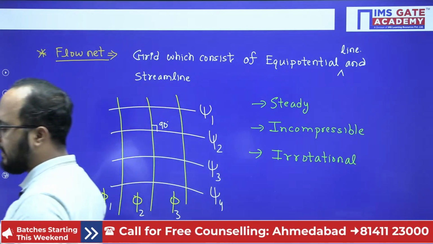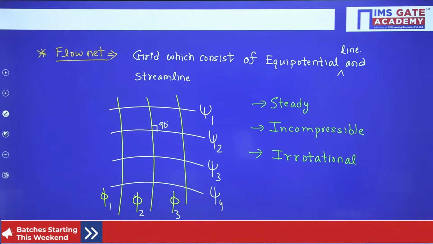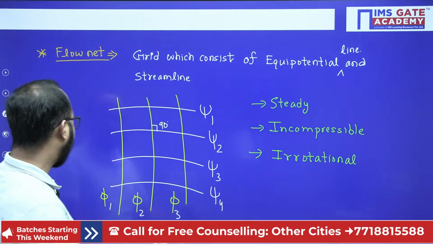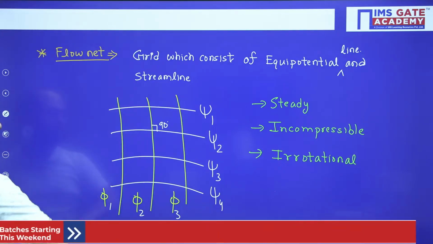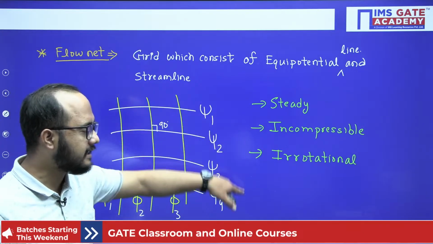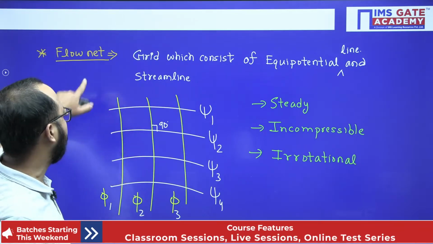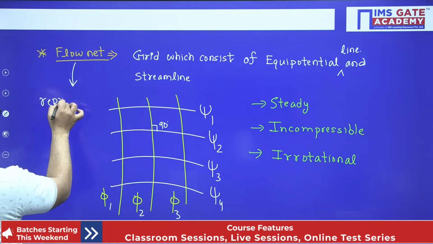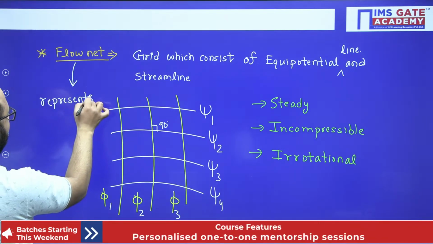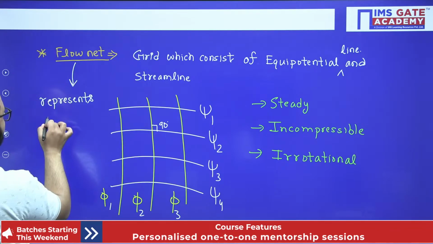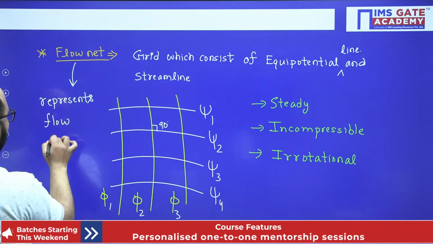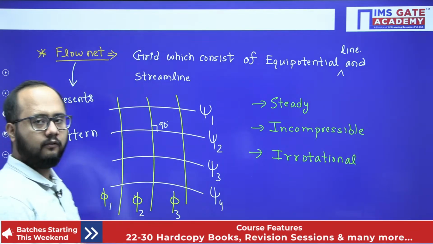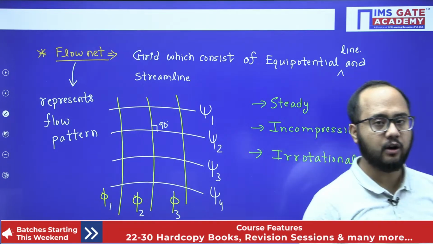Right, everyone? Any doubts? Okay, clear, everyone? So remember these 3 conditions. Under these 3 conditions only you can draw the flow net, and it represents the flow pattern. Okay, everyone, I hope the point is clear.